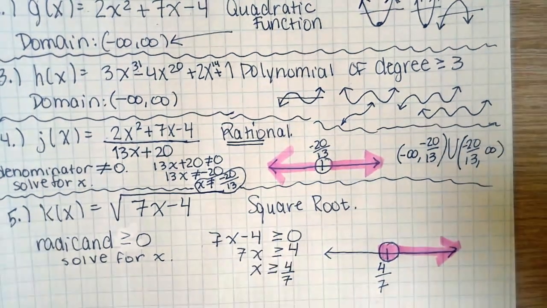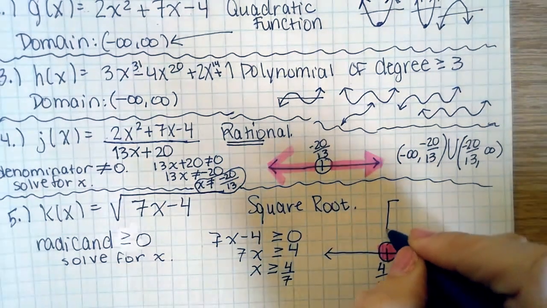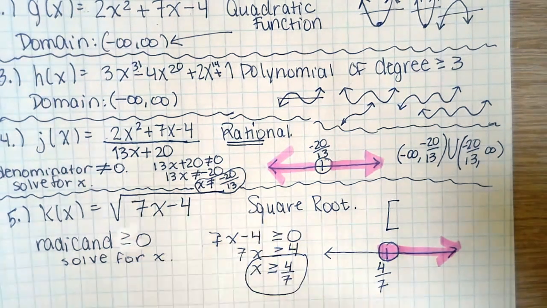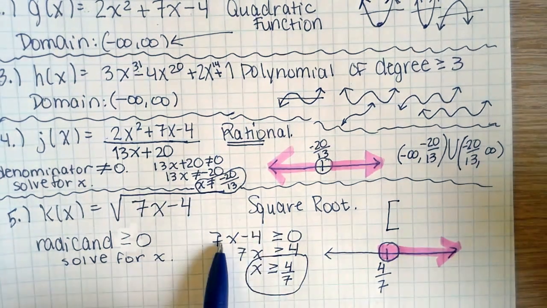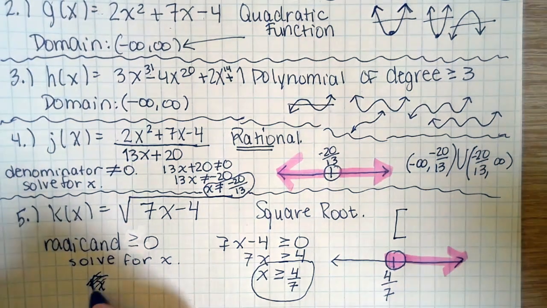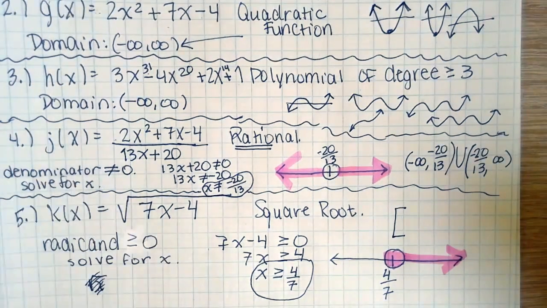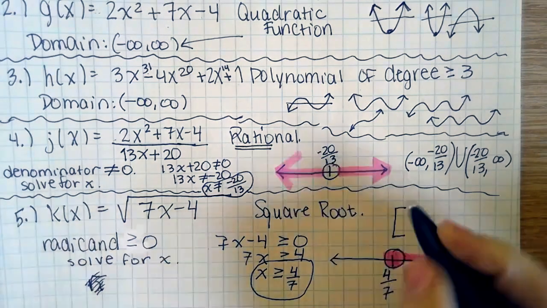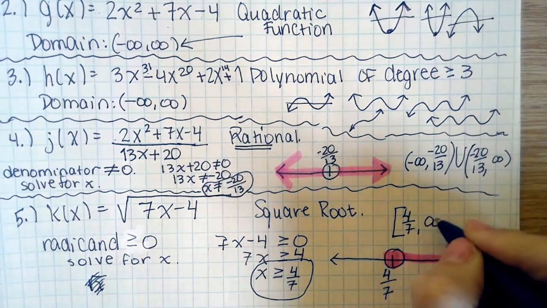So my domain is everything that it could be. That's my domain. What's that going to be? Right. Well, no. Not x is greater than or equal to 0. We just worked it out. That's the work. If it was just square root of x, sure, x is greater than or equal to 0. But that's not what we're working with. We have a different expression in there. So the thing inside is greater than or equal to 0. That means x is greater than or equal to 4/7. So we're good with this?